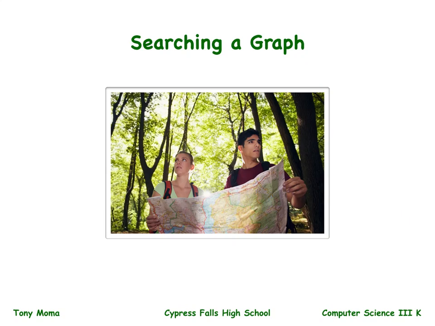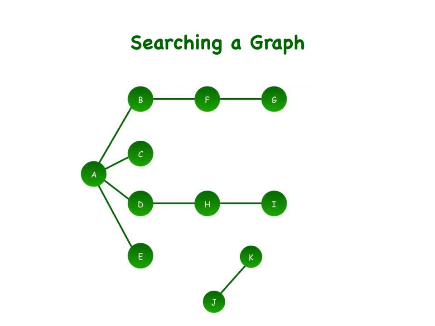Searching a graph. First off, what do I mean by searching a graph? When I say searching, I don't mean the usual definition where we're looking for a certain value amongst a group of values. That's the definition we use when we're talking about binary search trees and linked lists and array lists and so on and so forth.